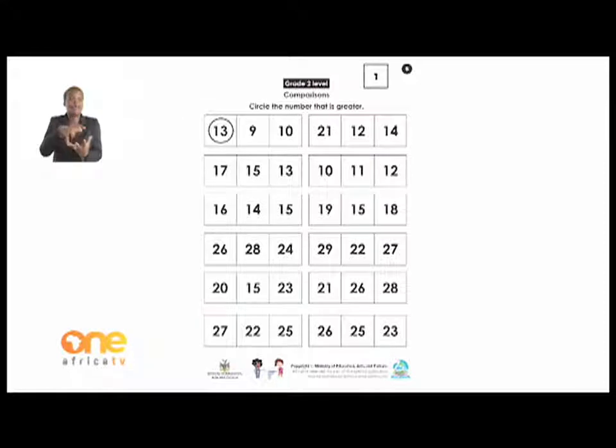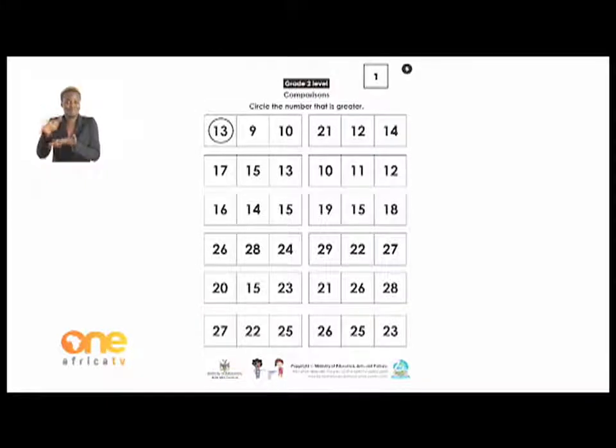All right. Let's quickly look also at the next one. We have a 10, we have an 11, and we have a 12. We can notice by looking at the first numbers that all the first numbers have ones. So which means they are all equal. But then we look at the numbers on the unit side. The first box has a 0. The second box has a 1 and the other one has a 2. So we encircle the one with a 2 because that one is the biggest of them all.